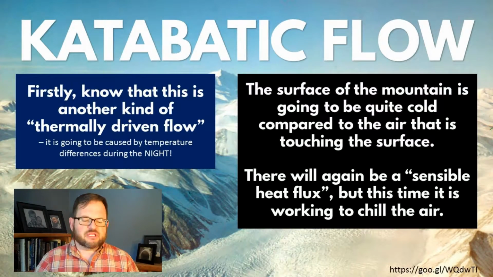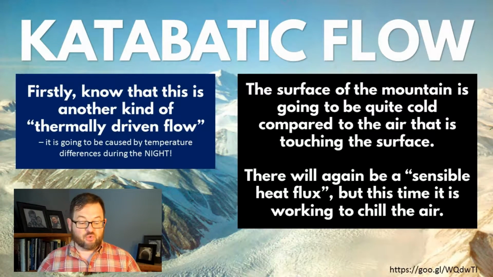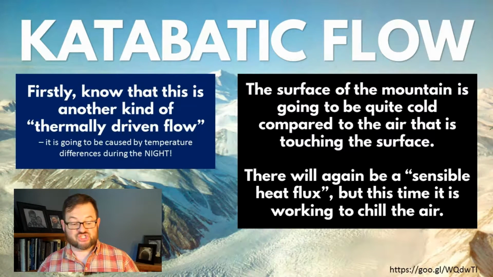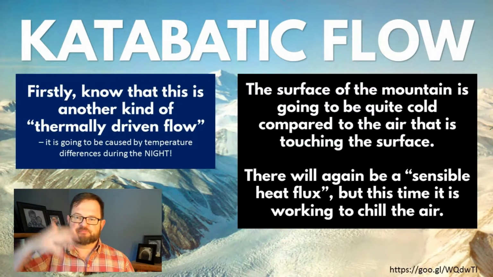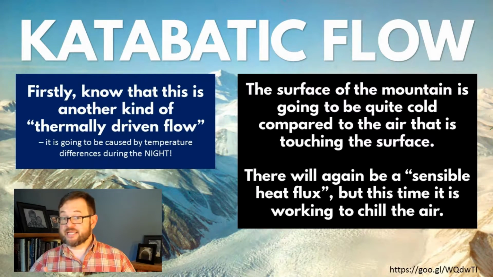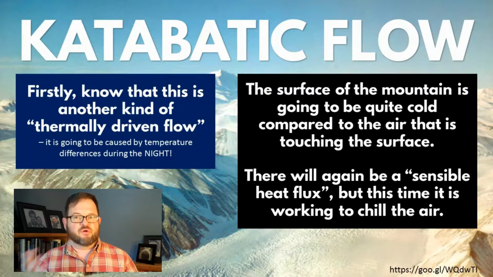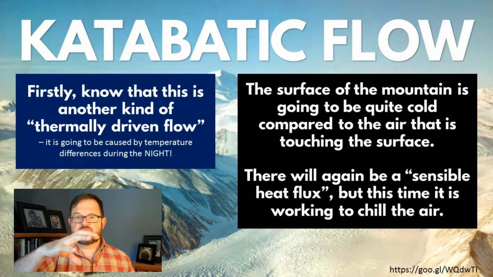The sun might be up, but the surface of Antarctica is so cold. So it's going to be a thermally driven flow, and it's going to happen anytime the surface of the mountain is quite a bit colder compared to the air that is touching it. Obviously, night would be a good example of that, where the surface of the mountain has been giving off long-wave radiation to space, cooling, until it is now colder than the air around it. Now there is a sensible heat flux, transferring heat from a warmer object to a colder object. It's just now the warmer object is the air, and the cooler object is the ground, with the net effect of chilling the air.